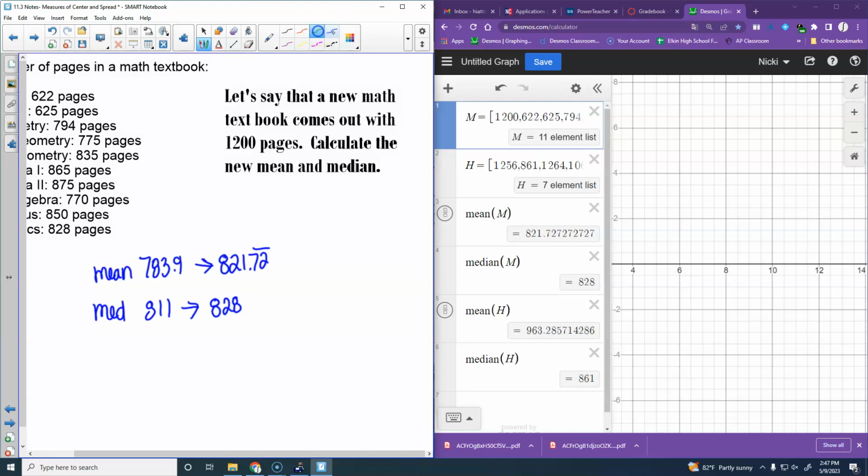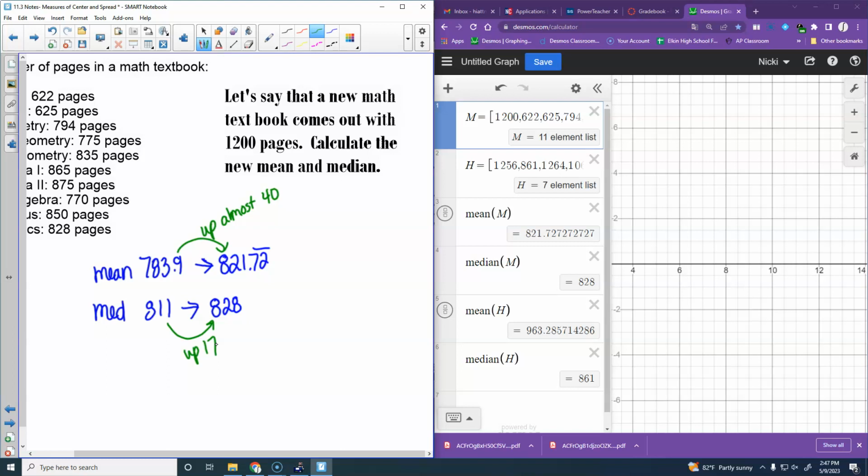So if we look at what happened right here, we went up almost 40. Not quite, but almost 40 pages, right? How much should we go up here? 17. Right? So both increased, but which one increased the most? The mean. Okay?